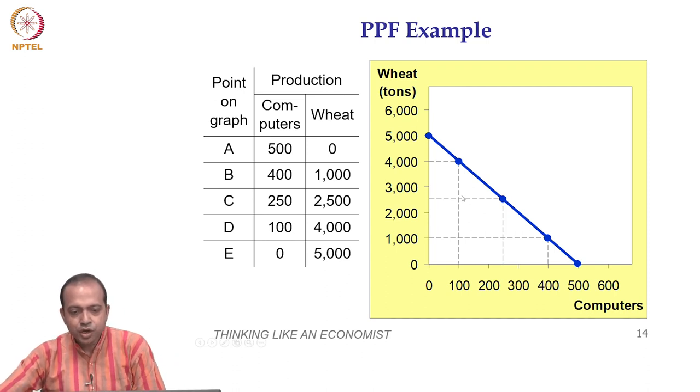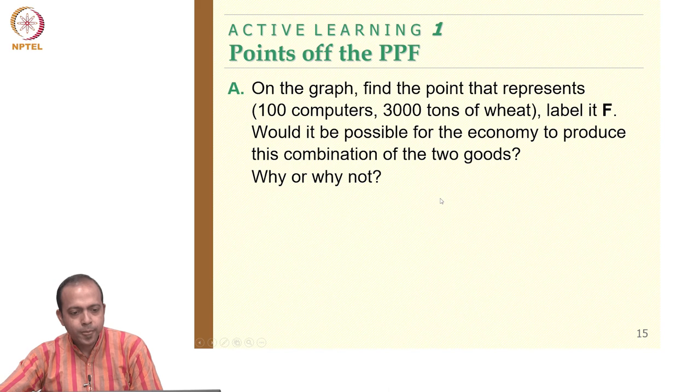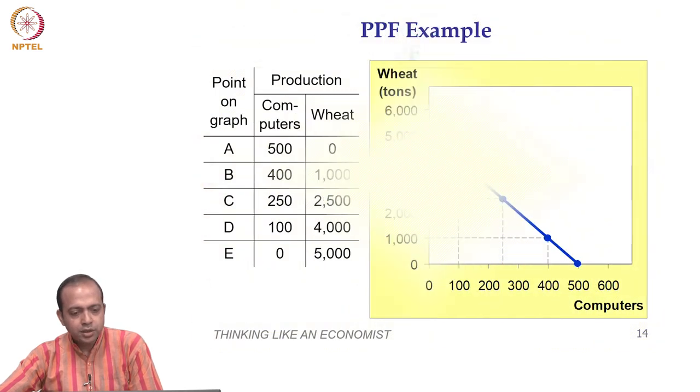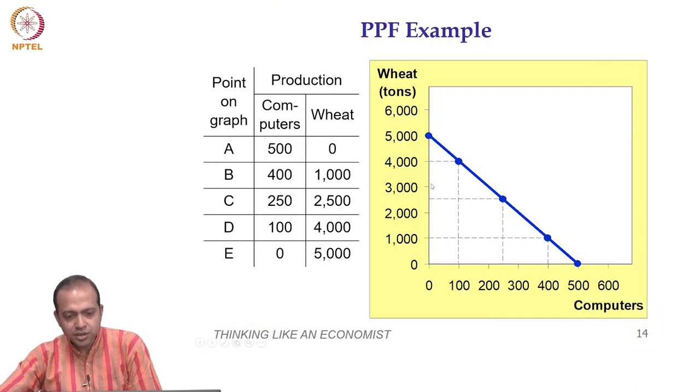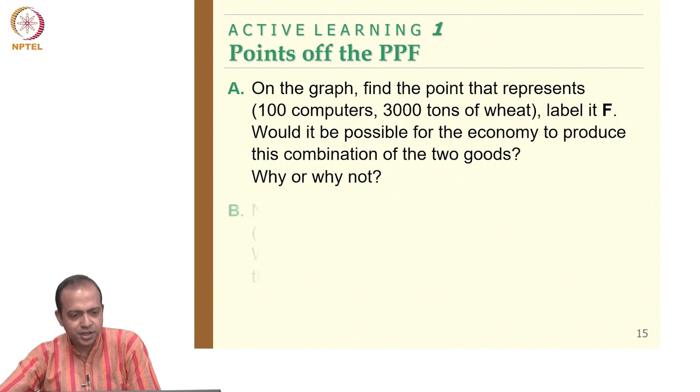And that is exactly what they are asking you to think. Look here: 100 computers and 3000 tons of wheat, label it F. Would it be possible for the economy to produce this combination of the two goods? Why or why not? So 3000 tons of wheat and 100 computers, it is possible. But it is inefficient. When you have 100 computers, you can actually have 4000 tons of wheat. Then why produce only 3000? Because that point is inside. That way it is possible, but it is an inefficient point.